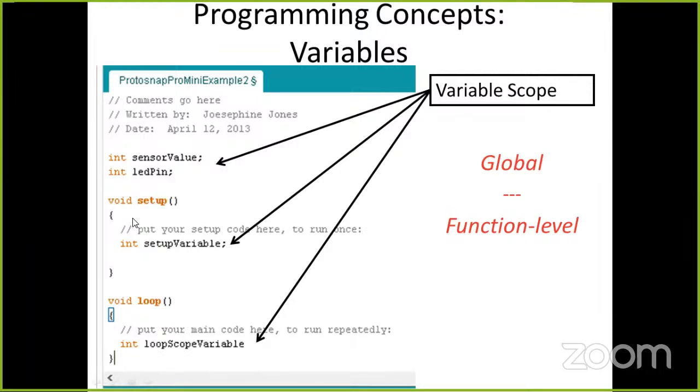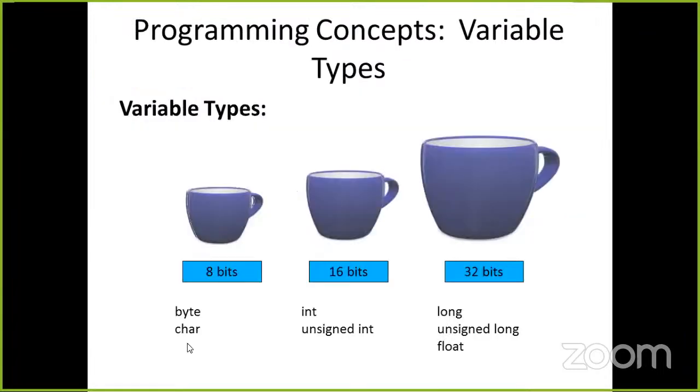Then after that, you can see void setup, and this integer we have used over here. This one is a local variable, and this one is also a local variable. So these are global variables.